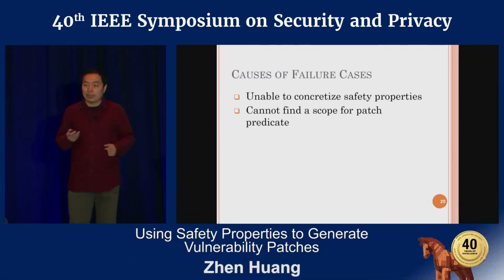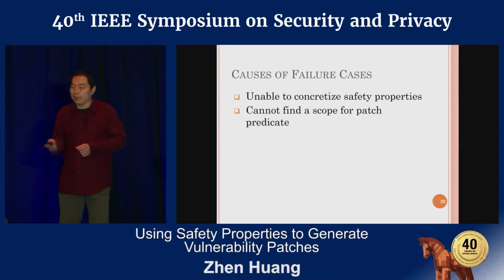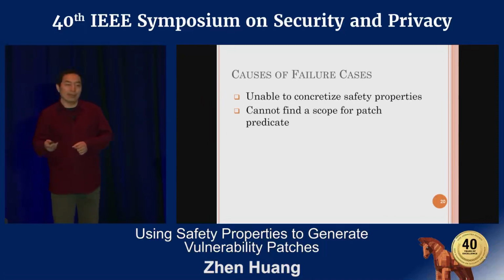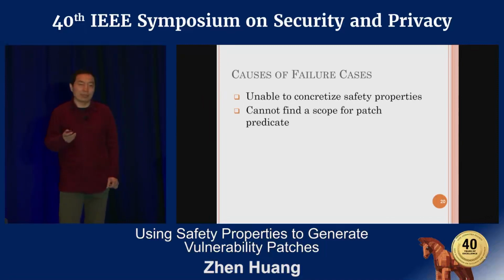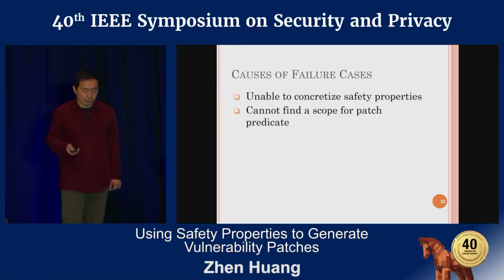Sinks does not generate patches in some cases, mainly due to 2 causes. First, Sinks may not be able to map a safety property to a patch predicate due to the complexity of the code of a target program. Second, Sinks may not be able to find a program scope in which all the program expressions involved in a patch predicate are available.